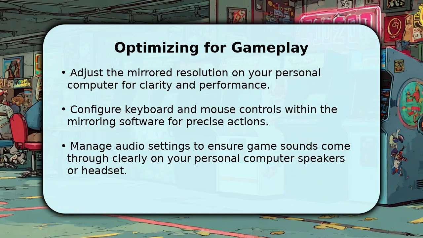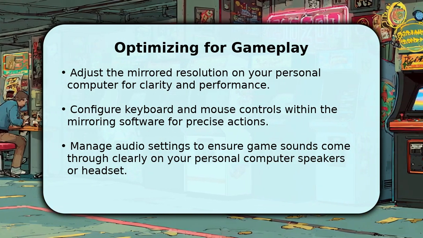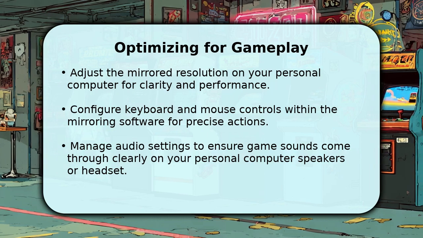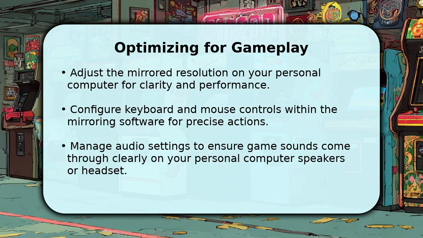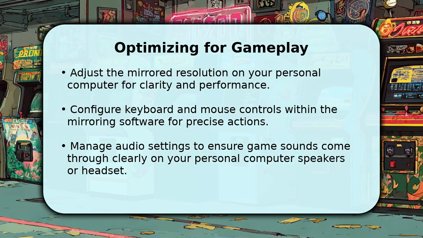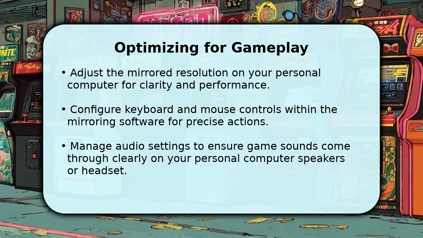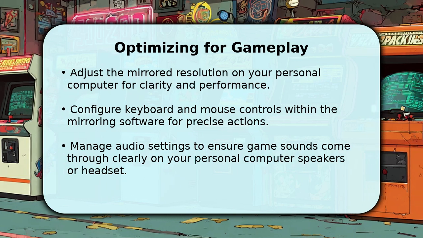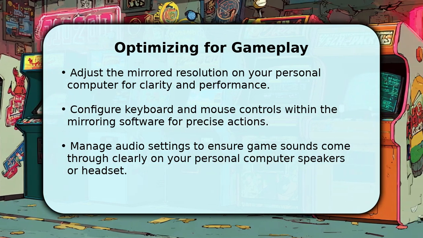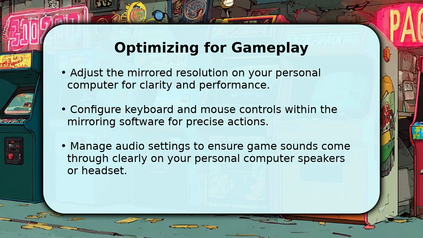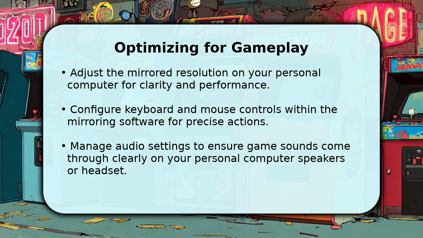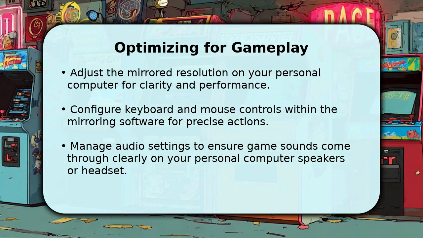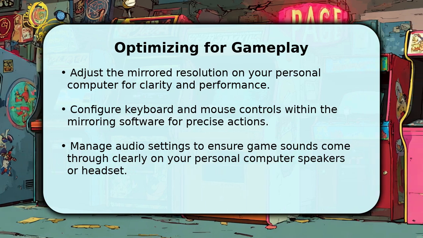Start by adjusting the mirrored resolution on your personal computer to achieve a balance between visual quality and smooth frame rates. Carefully map your keyboard and mouse controls within the mirroring application, replicating your preferred PC gaming setup. Remember to check your audio output, ensuring that every crucial in-game sound is perfectly audible through your personal computer's sound system.